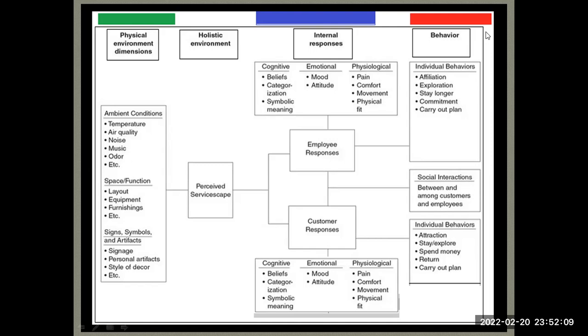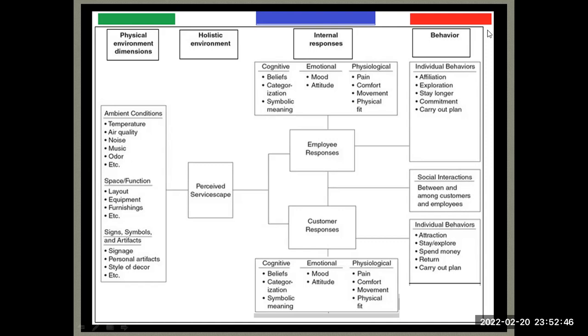So you can see at the top you have a green color, so that shows the physical environmental factors. These are the stimuli. And blue color indicates the organism, under which we have employee and customer responses. Employee and customer basically. And behavior, these are the external responses, response itself. So red color is response, green color is stimuli, and blue color is organism.